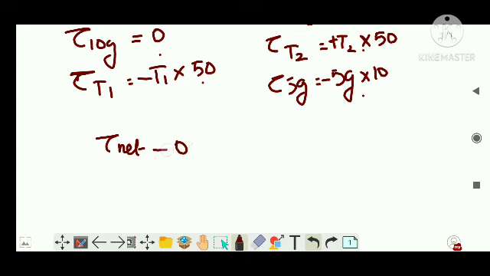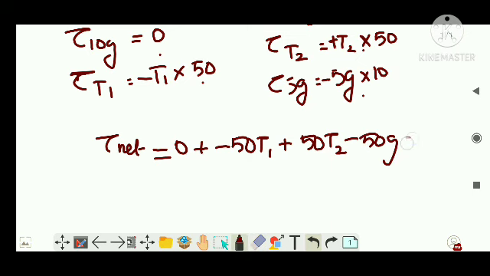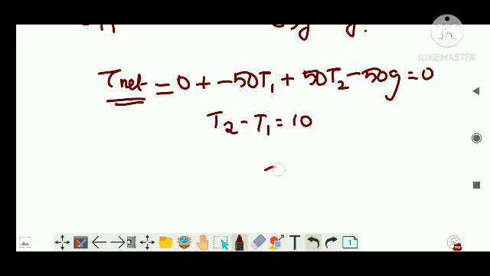So that is 0 plus minus 50 T1 plus 50 T2 minus 50g, 10 into 5 is 50g. That is equal to 0. Why? Net torque is equal to 0. From here you can get T2 minus T1 as 10. You already found T1 plus T2 as 150 Newton, right? So you can find T1 and T2 now. T1 you will find it as 70 Newton and T2 you will find it as 80 Newton.